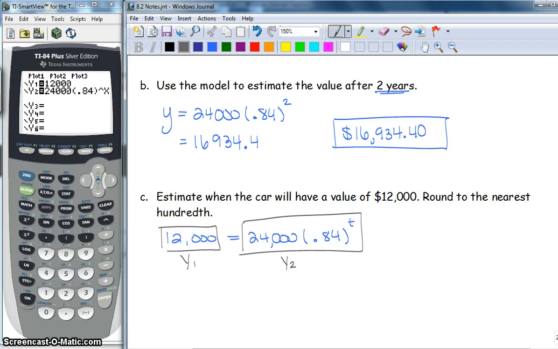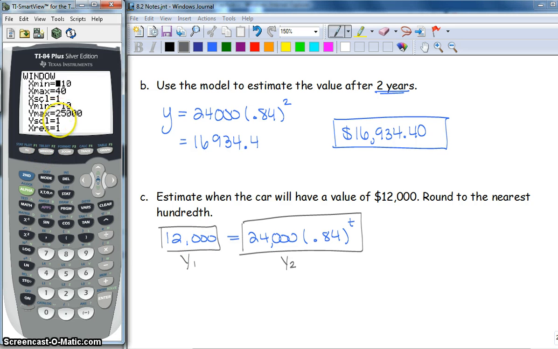Now we also have to change our window. We normally start with a standard 10 by 10, but clearly if we're looking for a horizontal line at 12,000, it's not going to fit. So I hit the window, and I raised mine to 25,000. We know that our function's starting at 24,000, so I went a little bit above that to get a better picture of what it's going to look like. And I am going to change this back to 10 afterwards. So we hit graph.